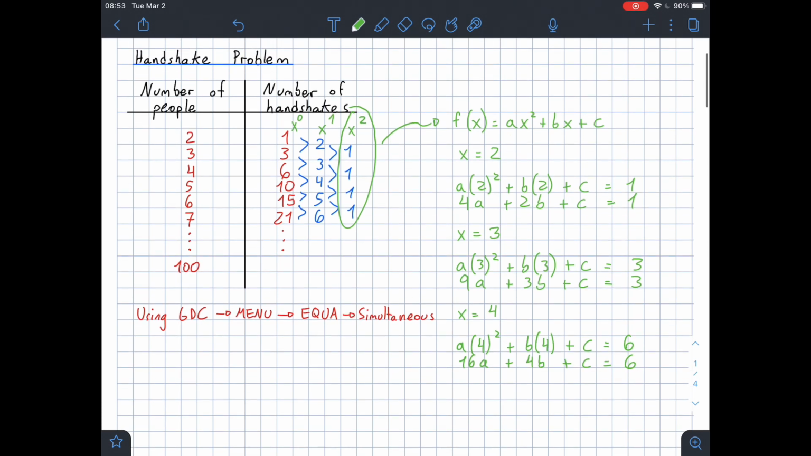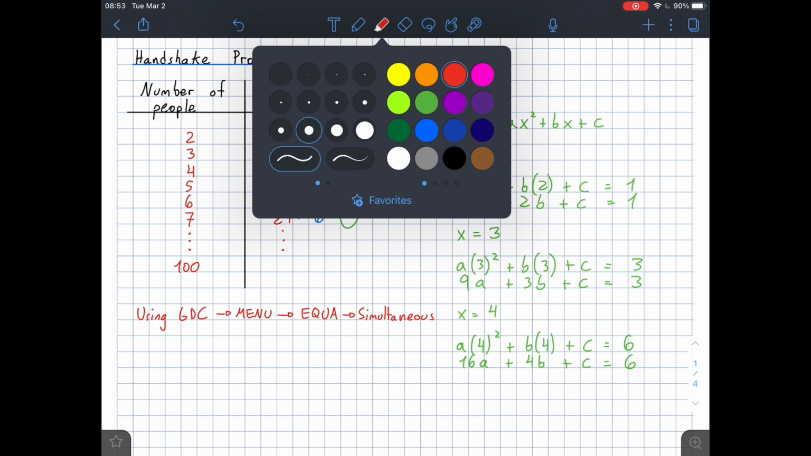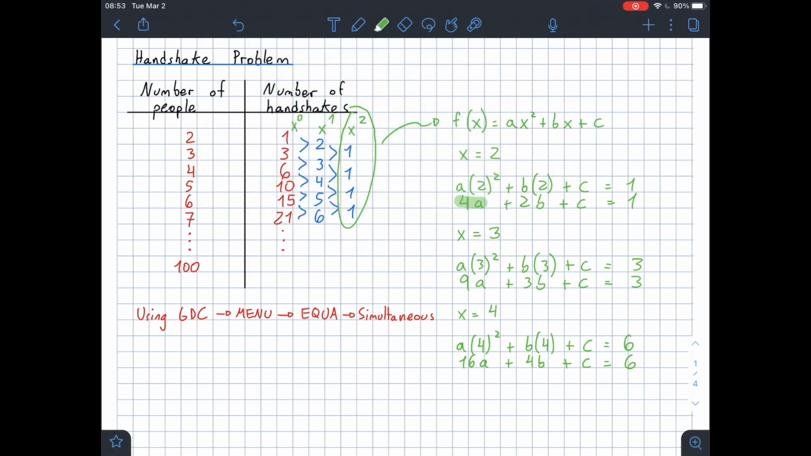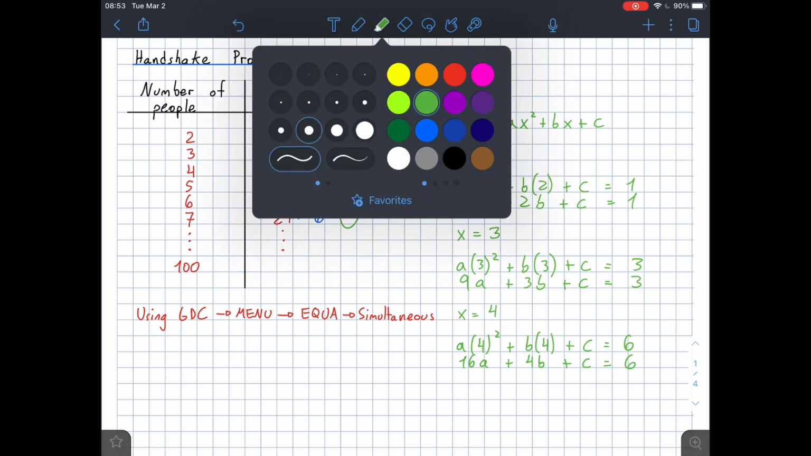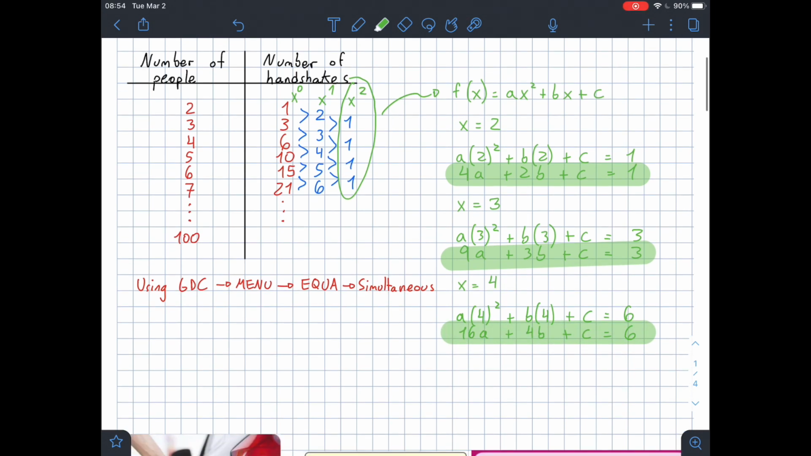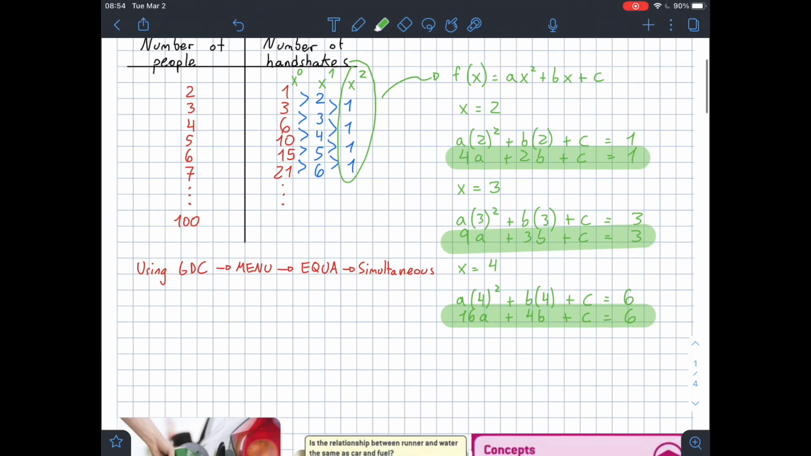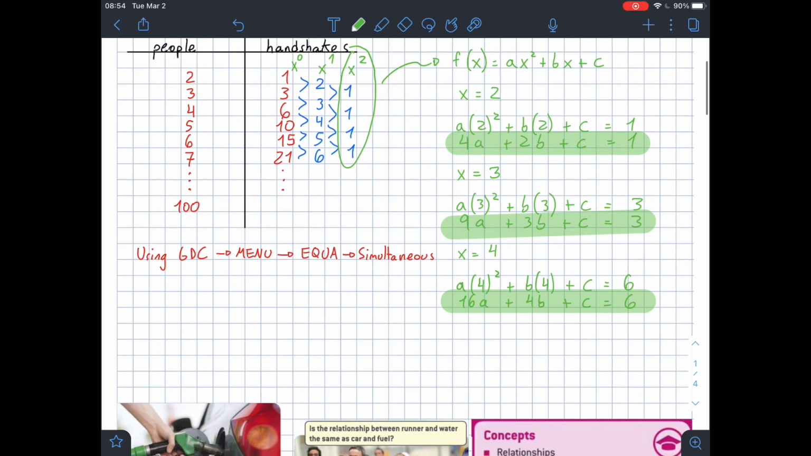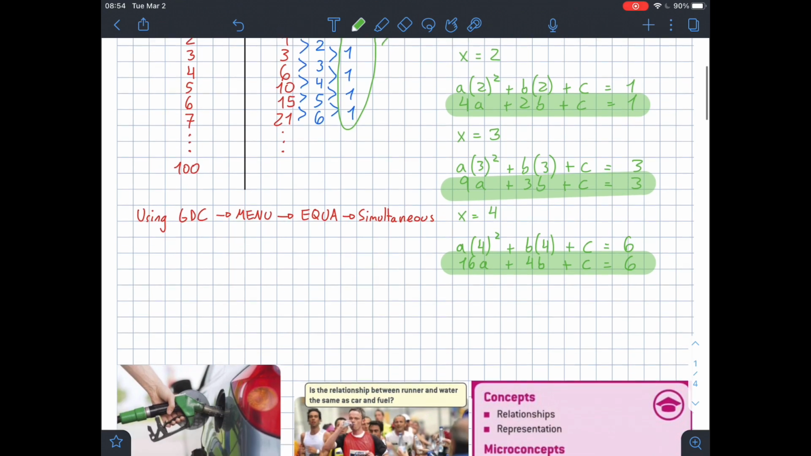So there we have a system of, let me highlight this. A system of 3 equations, this one, and this one. 3 equations with 3 variables, which I'm going to show you now how to use a calculator to be able to solve this. So we're going to follow these instructions. Using the calculator, we're going to go to Menu, Equation, Simultaneous, and I'm going to show you this in a while.